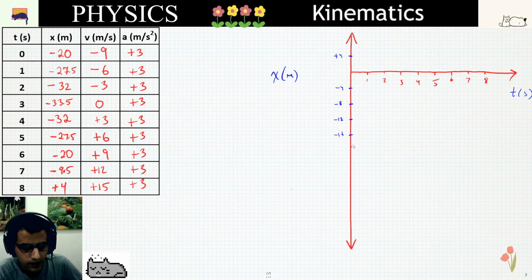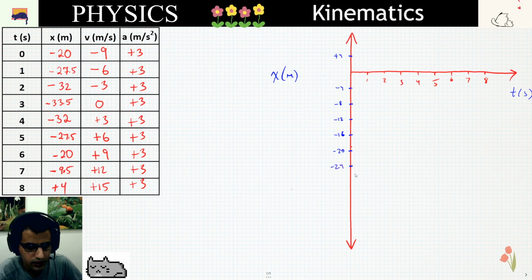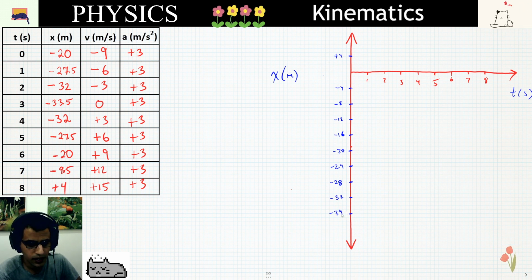-16. -20. -24. -28. -32. We can stop here at -34. Yeah, because our lowest value is -32 anyway. Alright, so now we just start plotting data points.